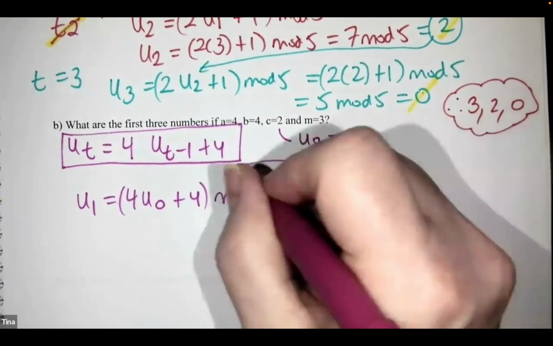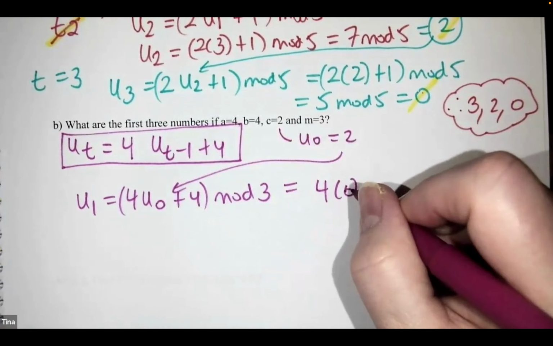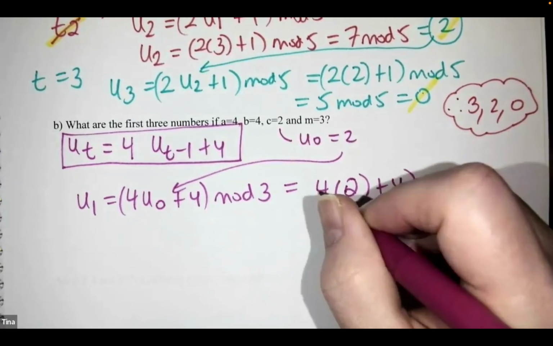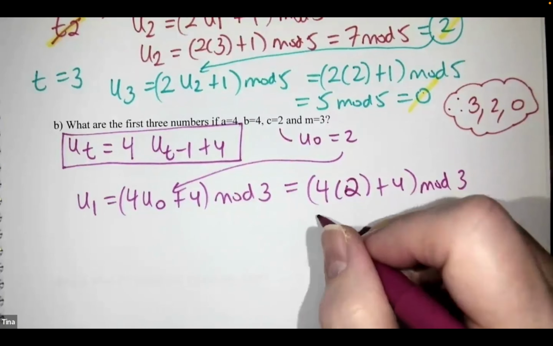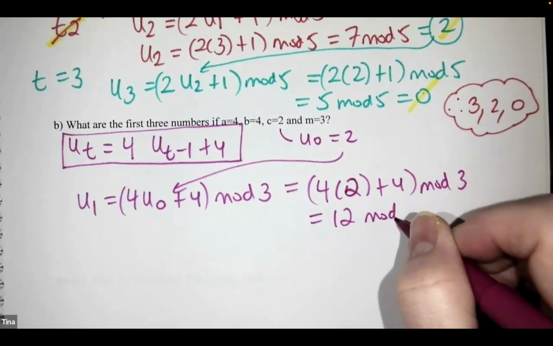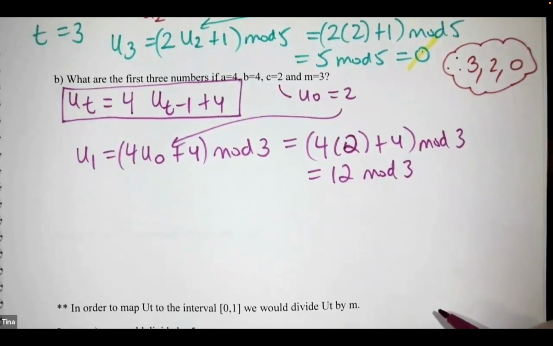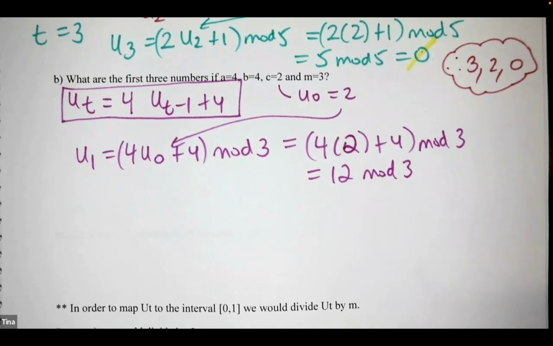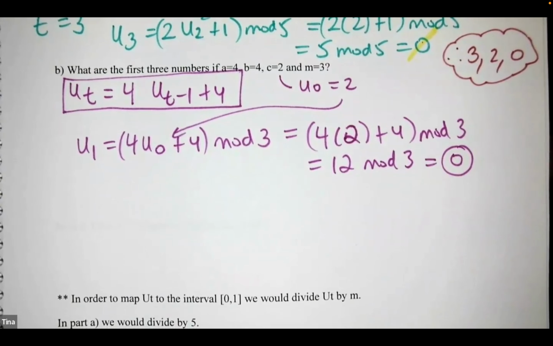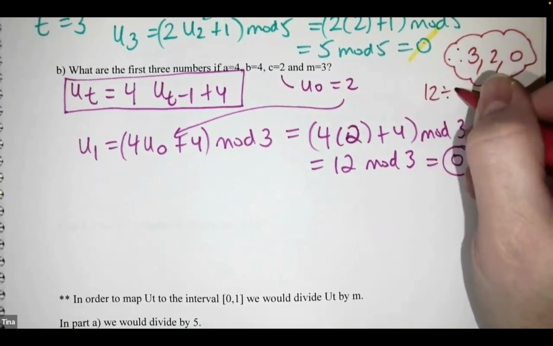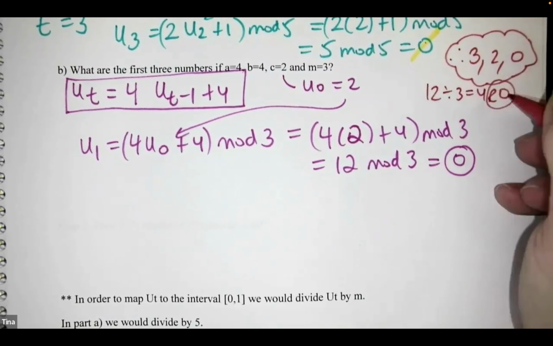So that would be 4 times U0, which is 2, plus 4. So 4 times 2 is 8 plus 4, so 12 mod 3. Well, 12 divided by 3 is just going to be 4 with no remainder, right? So this is just going to be 0. Okay, because 12 divided by 3 is 4, remainder 0.